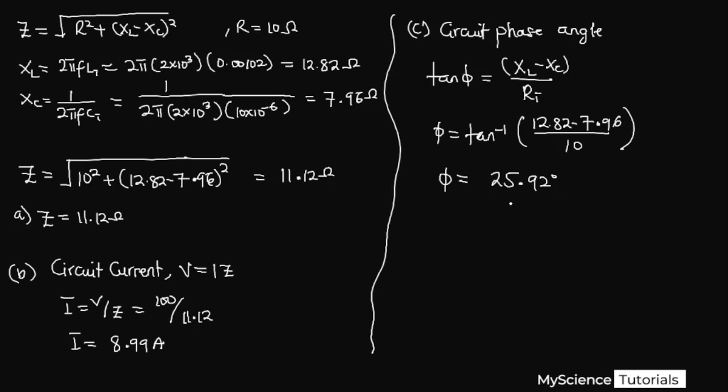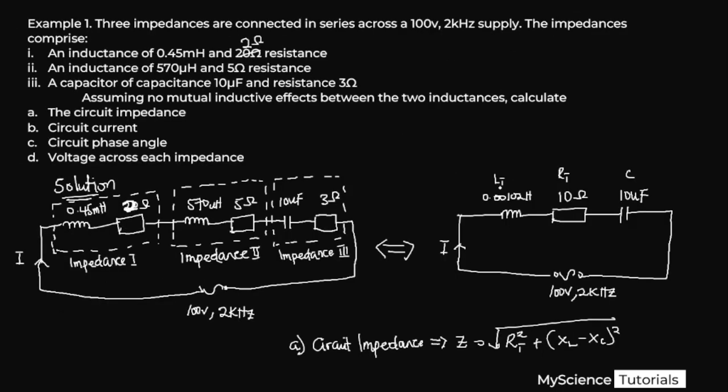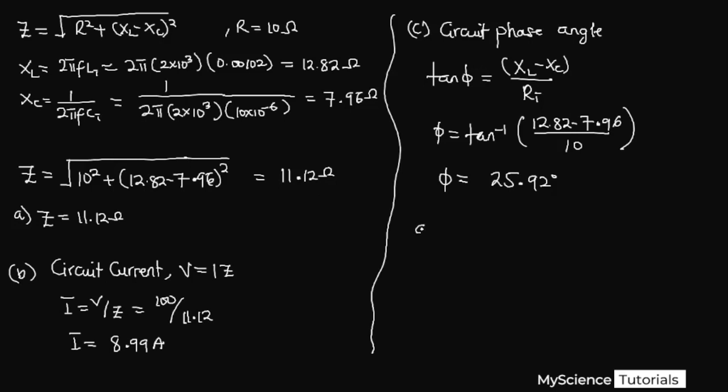So now that we have our phase angle, let's go ahead and look at the last part. So we have to find the voltage across each impedance. So D, voltage across each impedance.